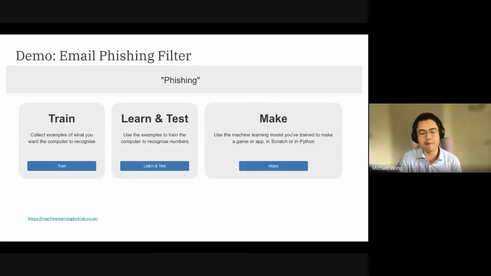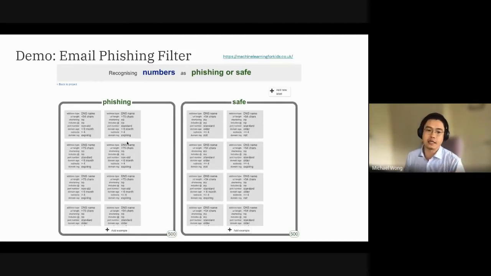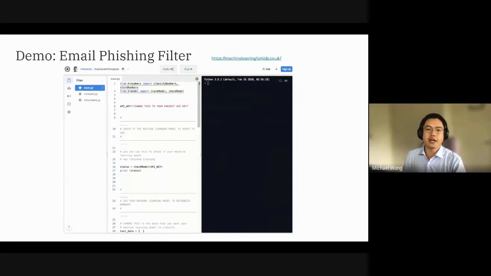Similarly with our image recognition software, you do need to train this phishing filter. That's kind of the first step. So that's aggregating a whole bunch of different data sets. Here I've got 500 examples of phishing data and 500 examples of safe data, what a safe email would look like. Machine Learning for Kids is then able to build our model for us, and it actually exports our code. Here I've exported it as Python code, but like I said, it could also be Scratch.